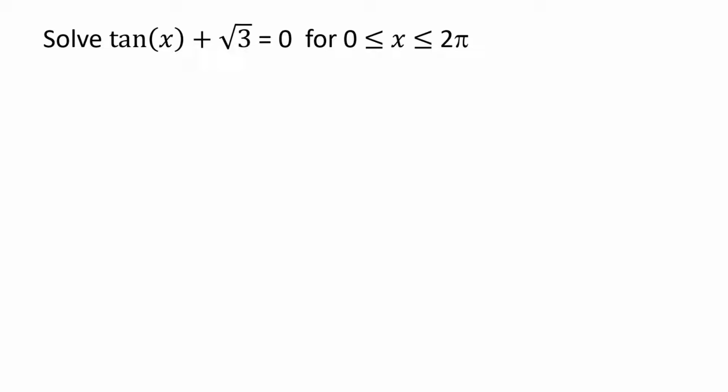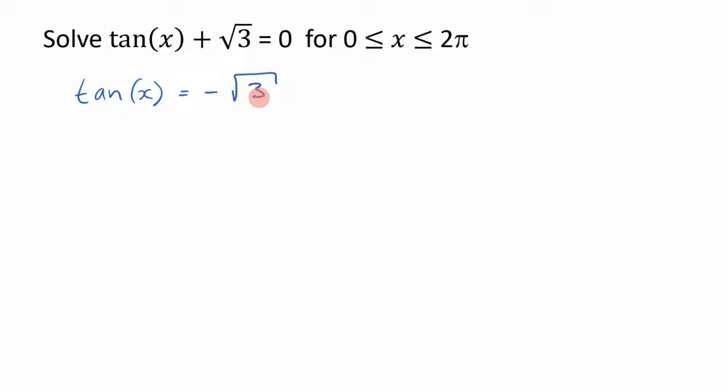We're going to answer this question here, which is asking us to solve tan of x plus the square root of 3 is equal to 0 for this domain right here. The very first thing that we're going to do is just rearrange this. So this is going to be the tan of x, and then I'm just going to subtract the square root of 3 from both sides.